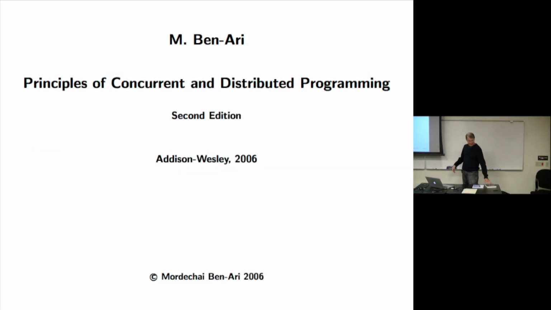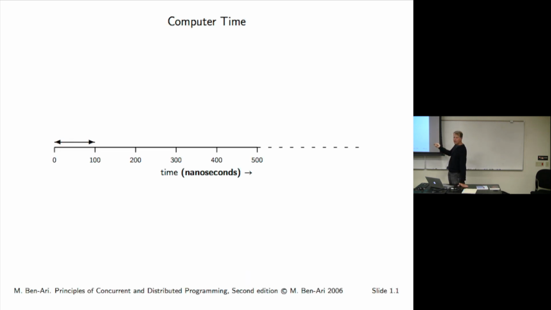Okay, so let's see exactly how this concurrency works. First of all, we have to understand the time frame. Here's slide 1.1, and these slides are from the Ben-Ari book, Principles of Concurrent and Distributed Programming. Here again, all these slides are on the webpage. And we see here that time is measured in terms of nanoseconds.